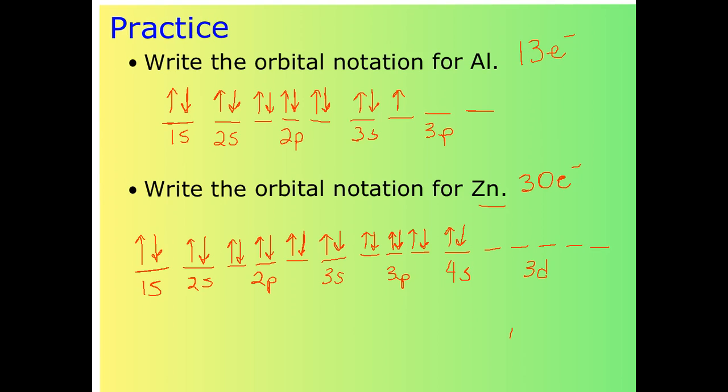So I want to come back and count the total number of electrons: 2, 4, 6, 8, 10, 12, 14, 16, 18, 20. So there's 20 electrons up to the 4s point, and now I add more electrons. I need 10 more. So in the d sublevel with its 5 orbitals, I go 11, 12, 13, 14, 15, 16, 17, 18, 19, and 20. So there's the orbital notation for 2 elements, aluminum and zinc.